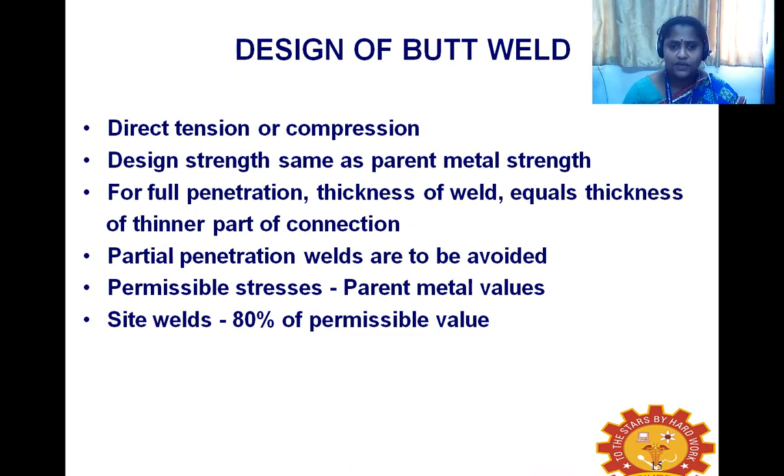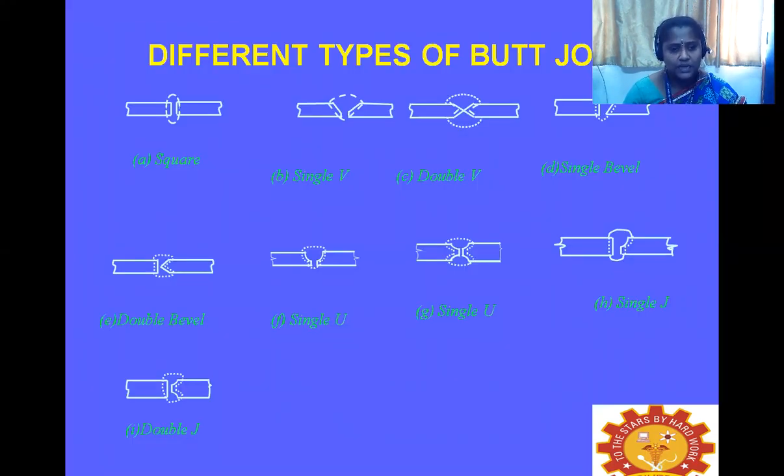Partial penetration can be avoided. Permissible stresses can be equal to the parent material which has been connected. And as I was telling earlier, site weld only 80% of shop welds. And these are the different types of butt welds. Here also pictorially everything has been clearly represented.